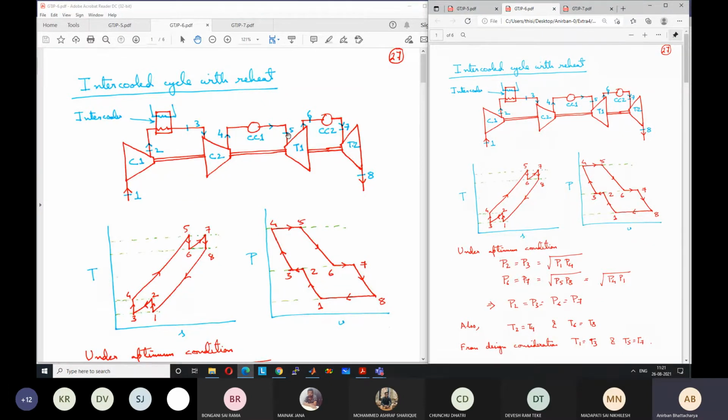But now instead of a single turbine expansion, we have two turbines. So from 5 to 6 is the expansion in the first turbine. Then from 6 to 7 there is a second combustion chamber, where again constant pressure heat addition occurs. And 7 to 8 is the expansion in the second turbine. So the top part is similar to our reheat Brayton cycle. There also we had exactly similar behavior.